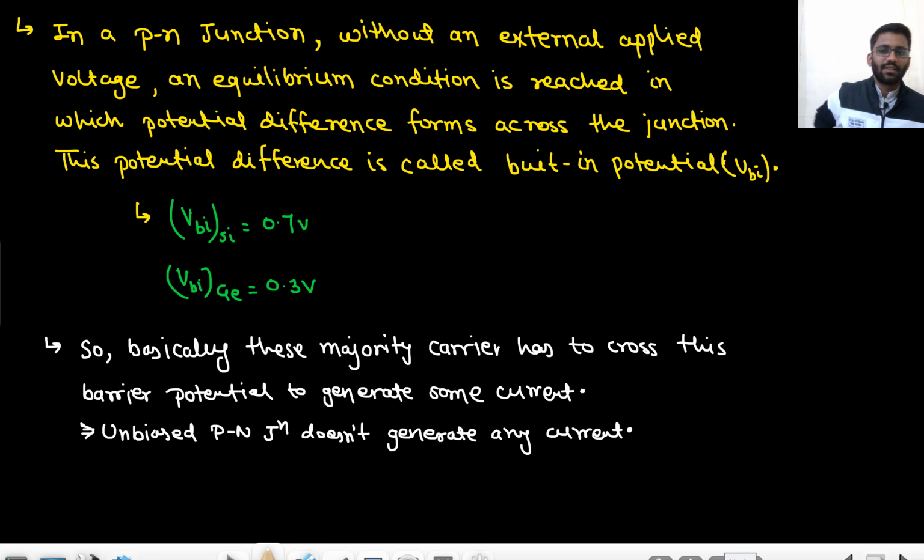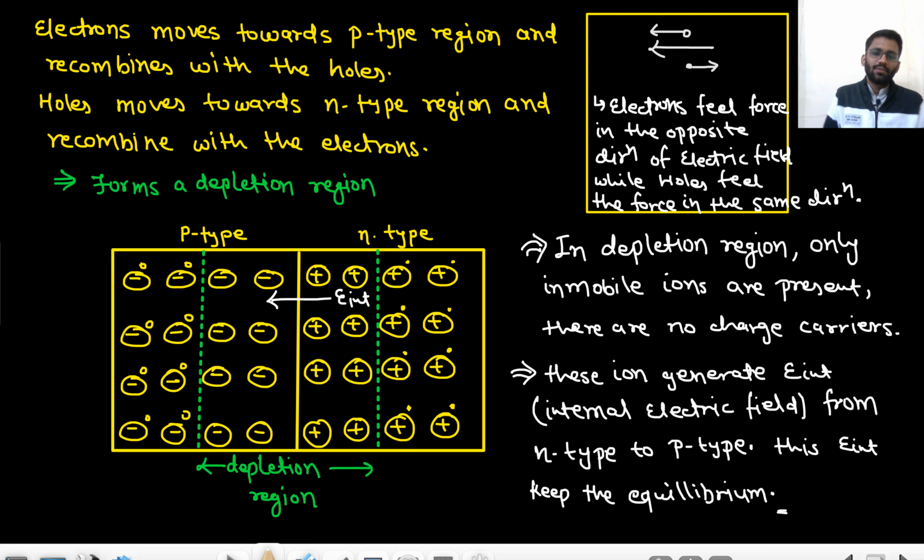known as built-in potential. For silicon, the built-in potential is 0.7 volt, and for germanium, it is 0.3 volt. So basically the majority charge carriers have to cross this barrier potential to generate some current. An unbiased PN junction will never generate any current. These holes and electrons will have to cross this potential. That means we have to apply a stronger electric field so that these electrons cross the potential.